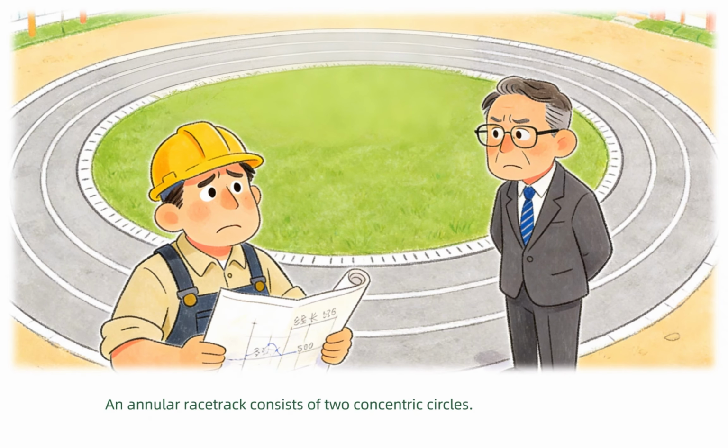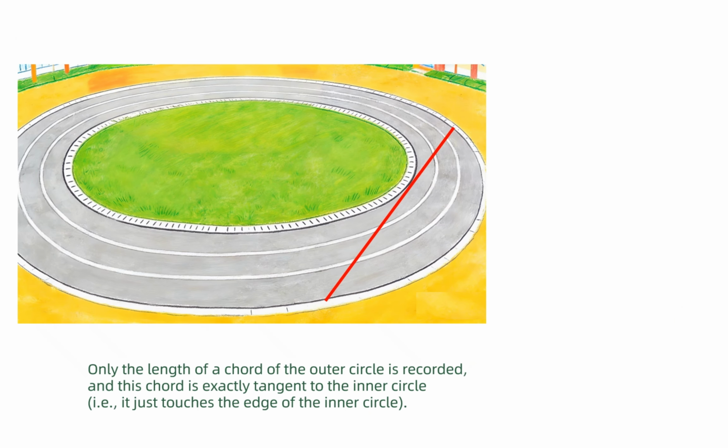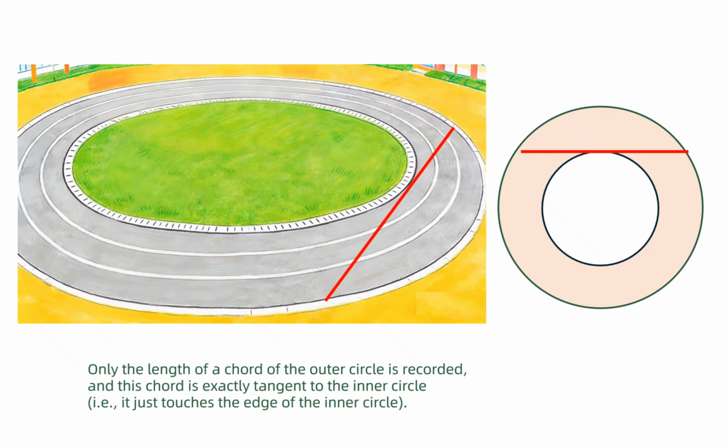Chunton Primary School plans to build a new circular ring-shaped runway, which consists of 2 concentric circles. The inner circle is a lawn, and the outer ring is a plastic track. The construction team has drawn a rough outline, but it is necessary to calculate the area of the circular ring to purchase plastic materials. Due to a measurement oversight, only the length of a chord of the outer circle was recorded, and this chord is exactly tangent to the inner circle.